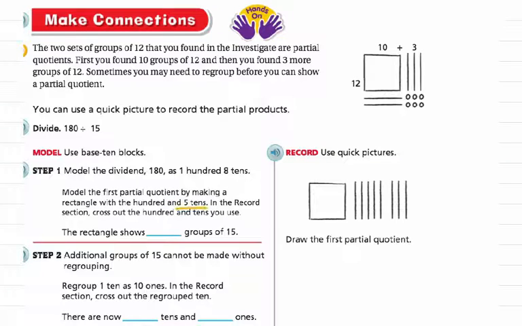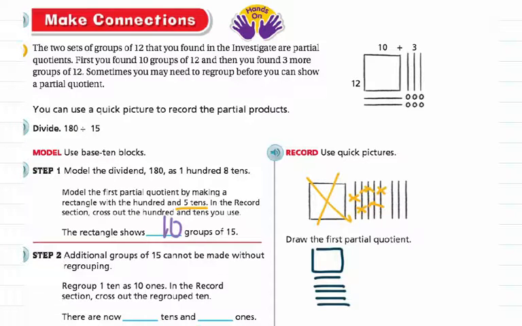So that means that we're going to cross off 5 tens. 1, 2, 3, 4, 5. Record in the record section and cross out the hundreds and tens you used. So we're going to rewrite that. What we see is that we have 10 groups of 15 here. It says the rectangle shows 10 groups of 15, and we can count them out.